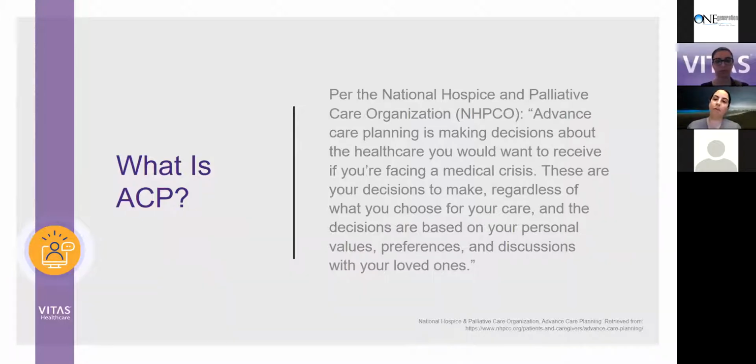So I'm going to start off by first saying the definition of advanced care planning from the National Hospice and Palliative Care Organization, or NHPCO, which they describe and define as making decisions about the healthcare you would want to receive if you're facing a medical crisis. These are your decisions to make regardless of what you choose for your care, and the decisions are based on your personal values, preferences, and discussions with your loved ones. One of the things to really think about especially is what do people want at the end of life, and how do we ensure that it happens?